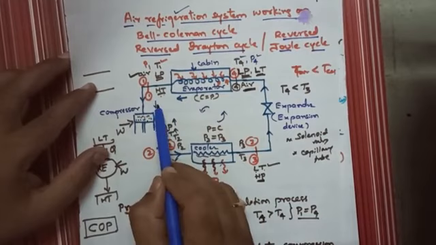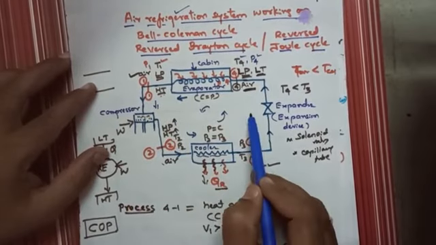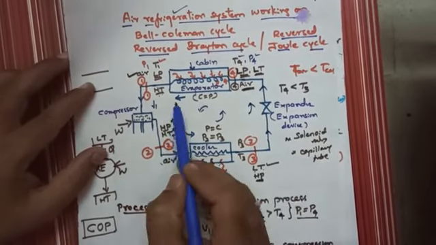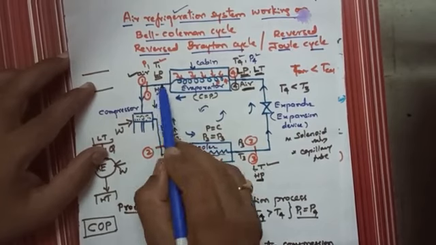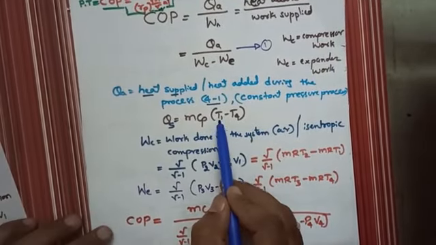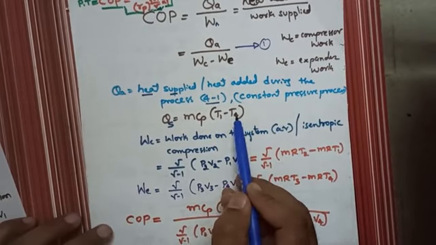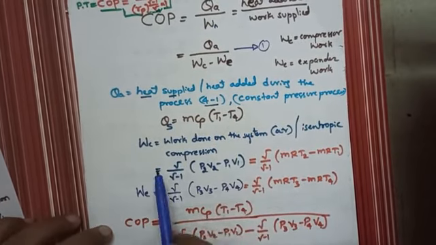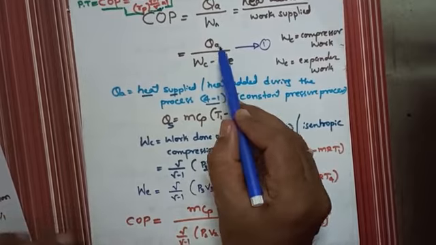This is the direction of the process, anti-clockwise. So highest temperature minus lowest temperature is what you have written here. The highest temperature is T1 and the lowest temperature is T4. So T1 minus T4. This is the expression for QA.